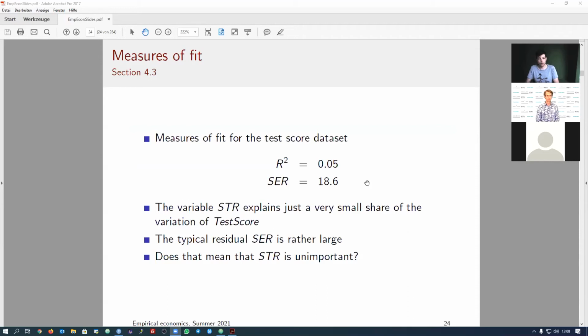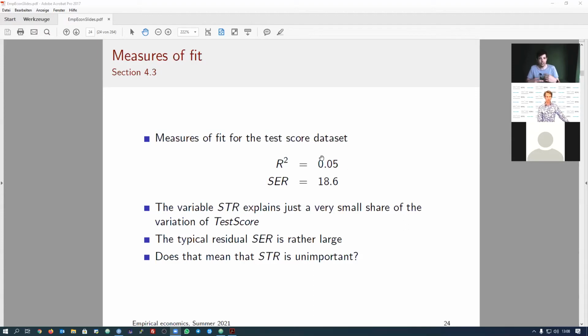In our California schools data set, in the regression of student-teacher ratio and test score, if we ran that in R and looked at the summary statistics of that regression, which you will do in the exercises later on, you will obtain an R squared of 0.05 and a standard error of regression of 18.6. Now, is that large? Is that small? Does that explain much? Does it explain nothing at all? So let's have a look.